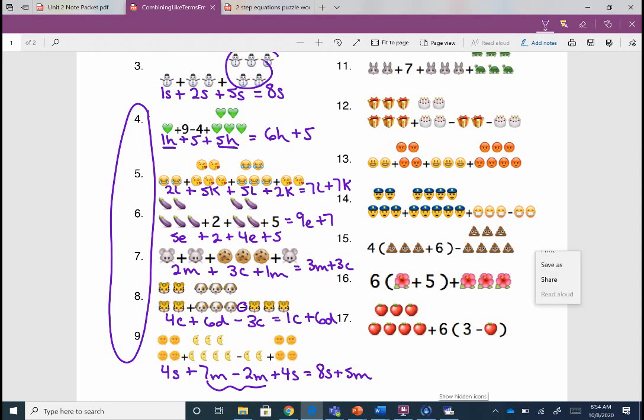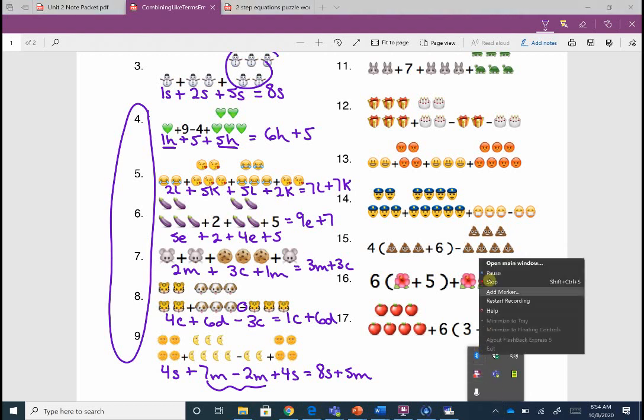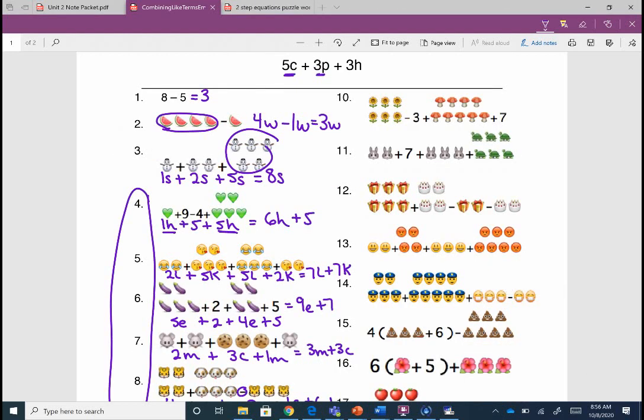I had a few questions, guys, on number 10. On number 10, I'm going to write up above because the turtles get in the way. I have 6 flowers. But then I have a minus 3 plus 1, 2, 3, 4, 5, 6. I have 9 mushrooms. And then I have a plus 7.